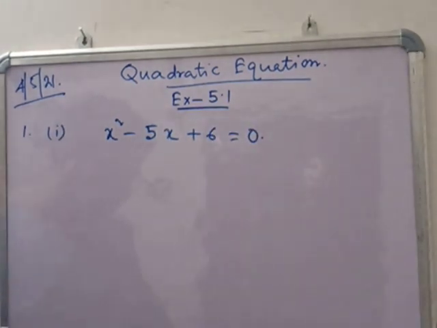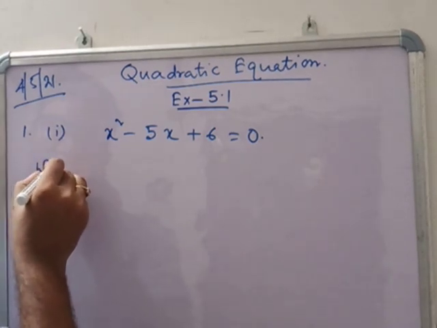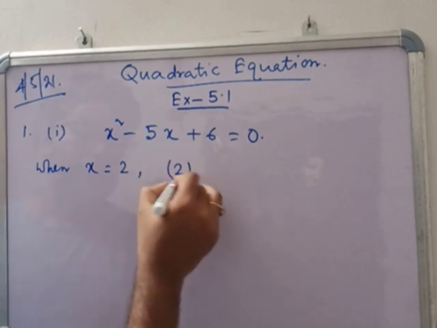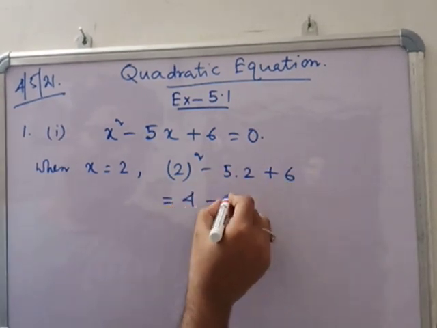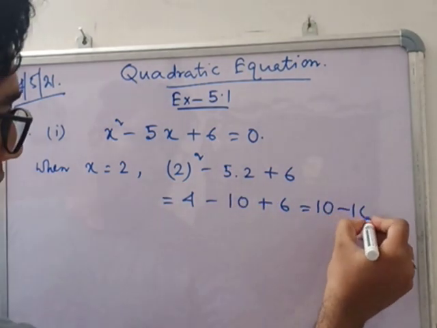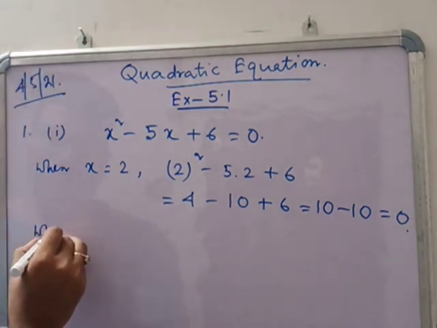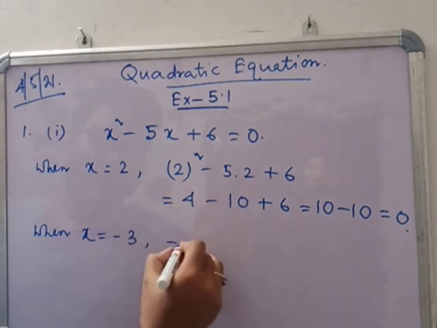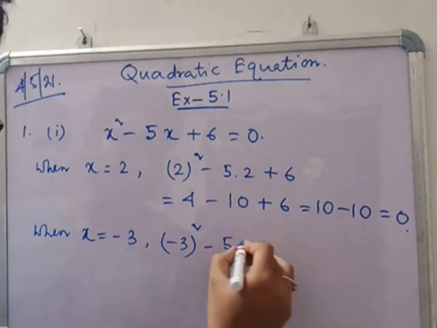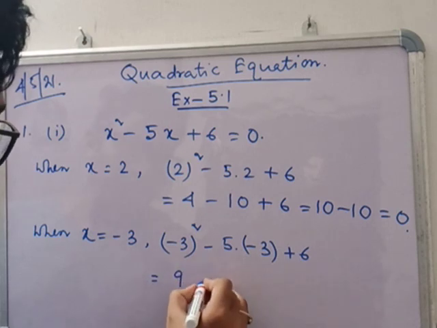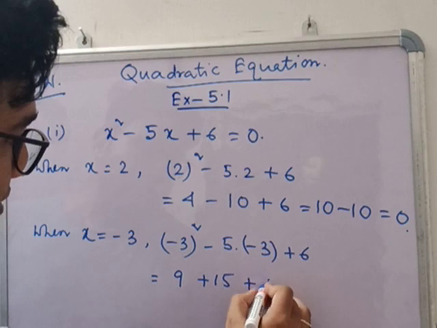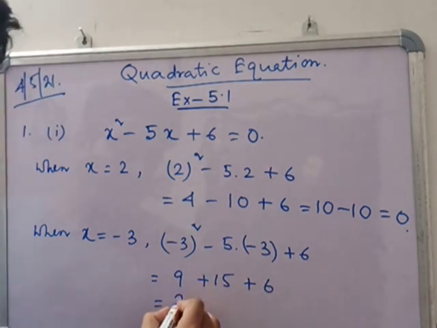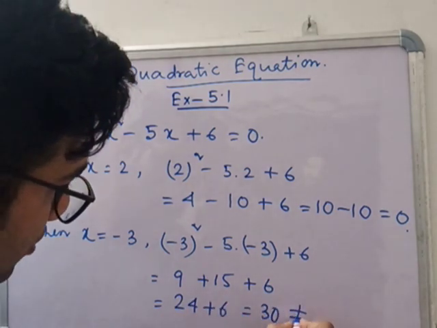This is the equation given, and you have to check whether 2 and minus 3 are roots of this equation or not. Now when x equals to 2, that means 2 square minus 5 into 2 plus 6, that means 4 minus 10 plus 6, that means 10 minus 10 equals to 0. And when x equals to minus 3, that means minus 3 square minus 5 into minus 3 plus 6. So that means 9 plus 15 plus 6, 15 plus 9 is 24, 24 plus 6 is 30. This is not equals to 0.